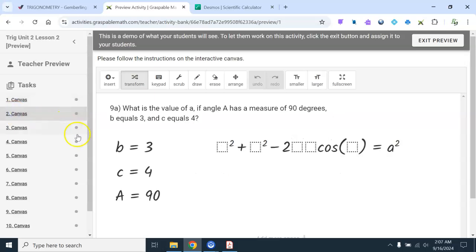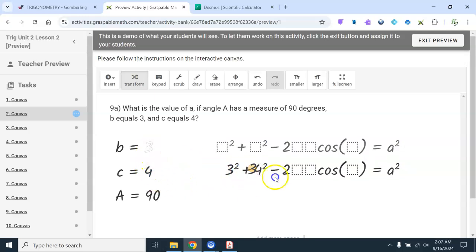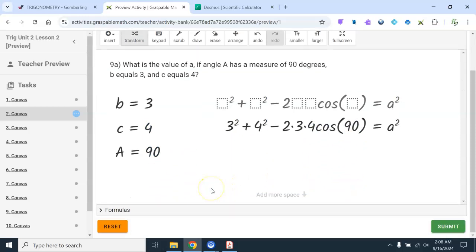Alright, so for the first one here, again, we're looking for side A, which means this is angle A. So 3 squared plus 4 squared minus 2 times 3 times 4 times the cosine of 90 degrees. And again, a nice thing about this is you can stick all of this in your calculator as one big problem, hit equals, and you'll get the answer for a squared. And if you do that, you should get a final answer for a squared to be 25.